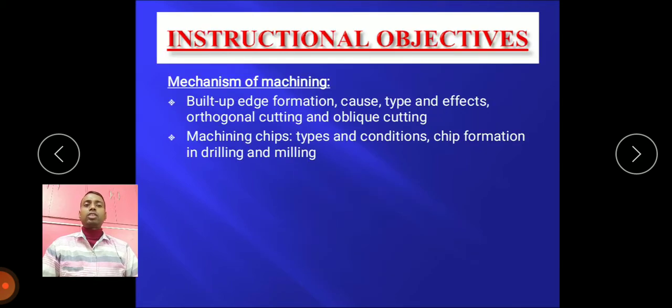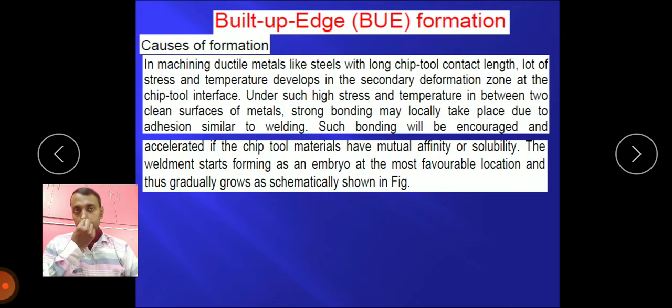So, this is the instructional objective: build up edge formation, cause, type, and effect, orthogonal cutting and oblique cutting, machining chip types and conditions, chip formation in drilling and milling. Build up edge formation. What is the cause?